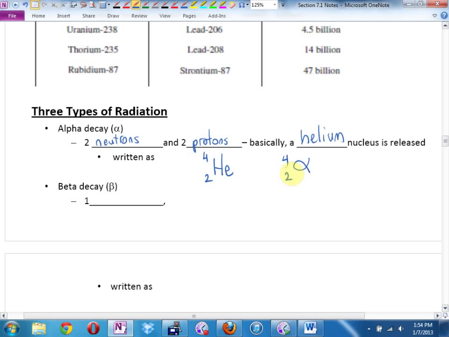Then we also have beta decay. And beta decay is an electron. By the way, the symbol for beta, it's a capital B with a little tail. And yes, alpha, beta is where we get our English word alphabet from. It's literally in Greek the A's and B's, like our ABCs. Some elements give off beta decay, give off electrons.